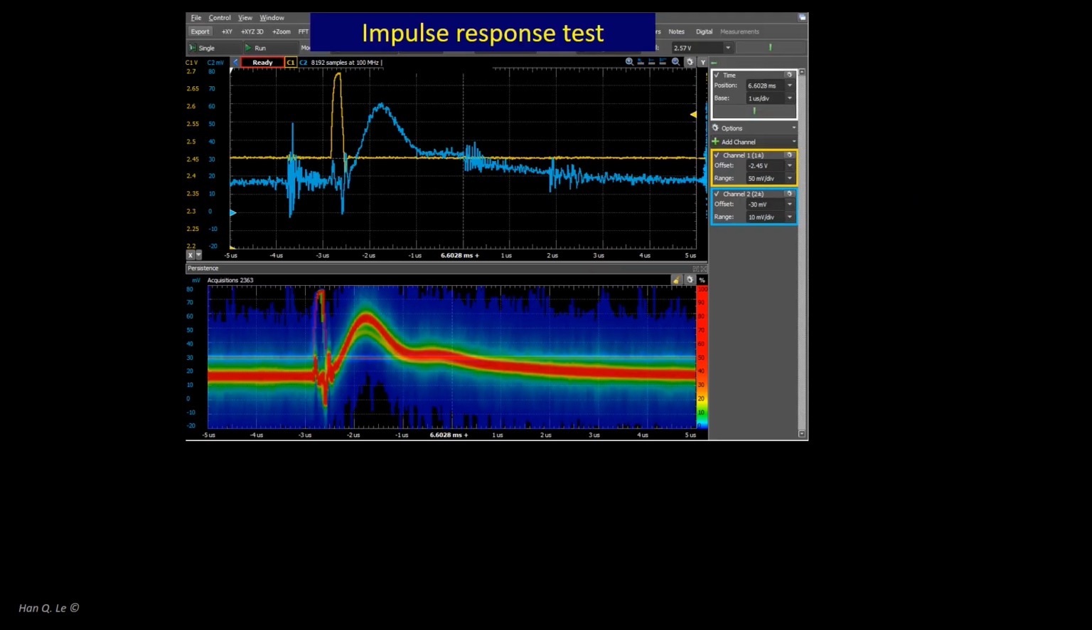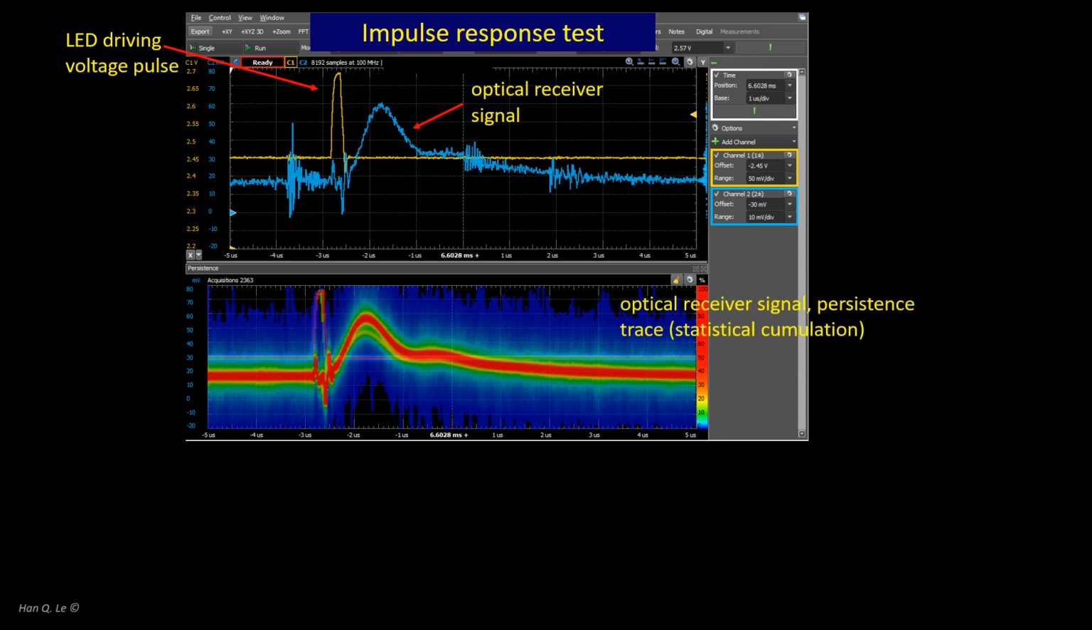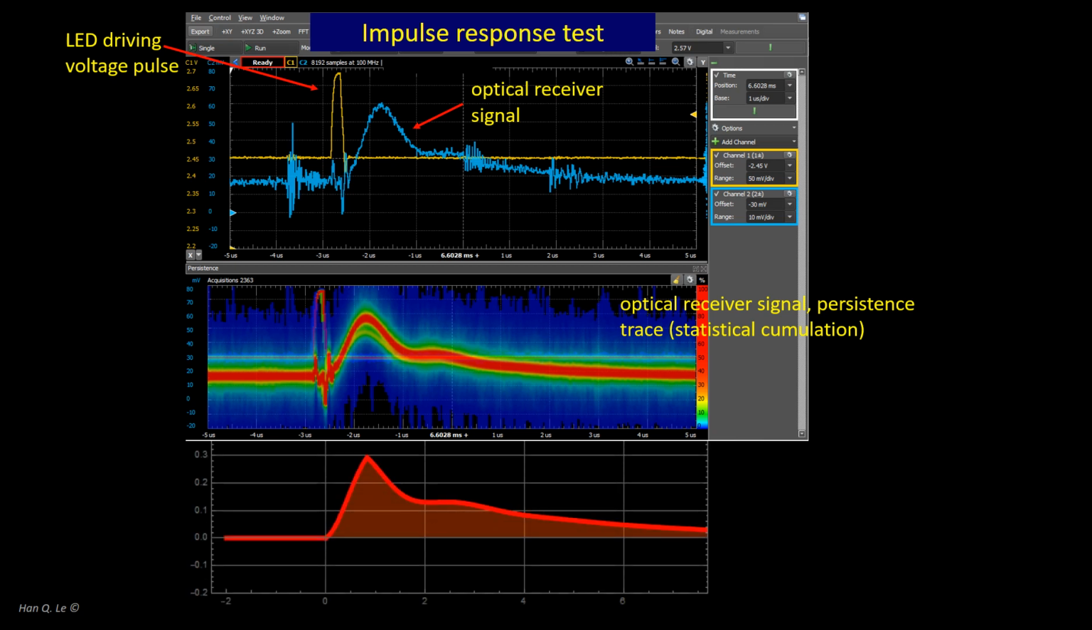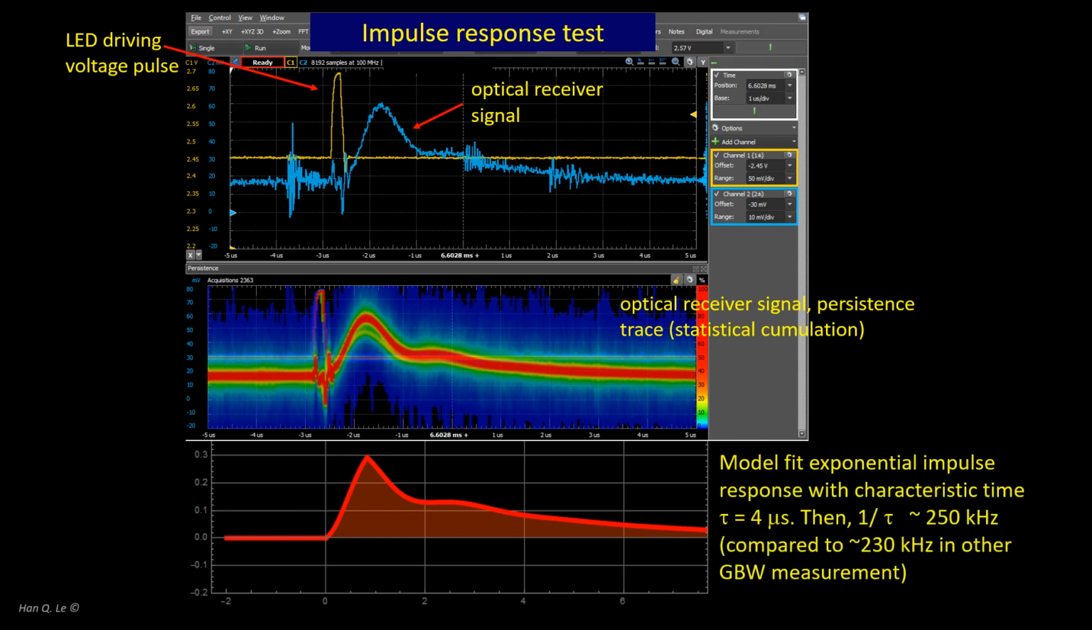This shows the impulse response measurement results. A 200 nanosecond pulse was used to drive the LED. The output optical receiver signal, measured with persistence trace, shows a somewhat complex response with two perceptible time responses. Model fit, as shown in the red trace at the bottom, shows two characteristic times, 1.15 microsecond and 3.5 microsecond. The net equivalent exponential relaxation time is approximately 4 microsecond, corresponding to 250 kHz. This figure is consistent with the frequency response results.